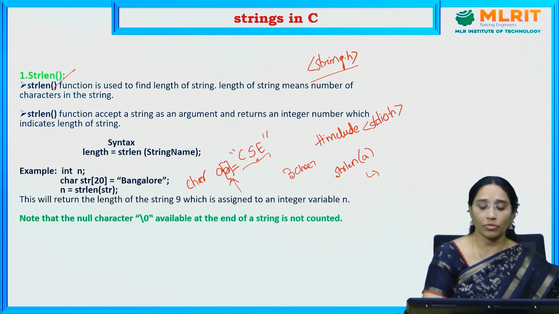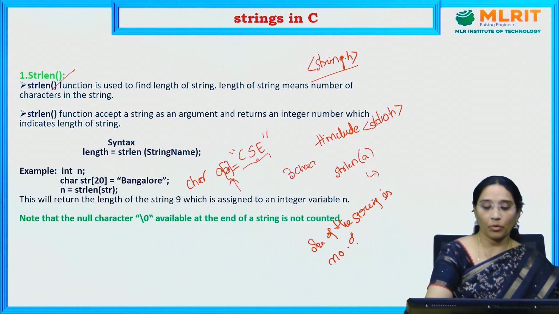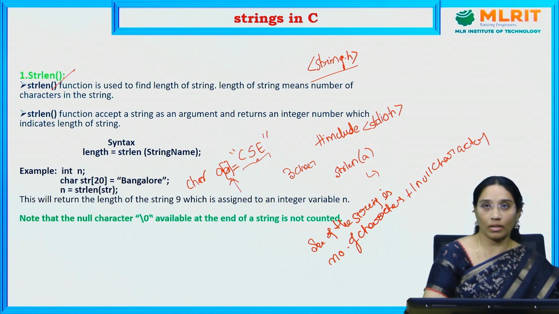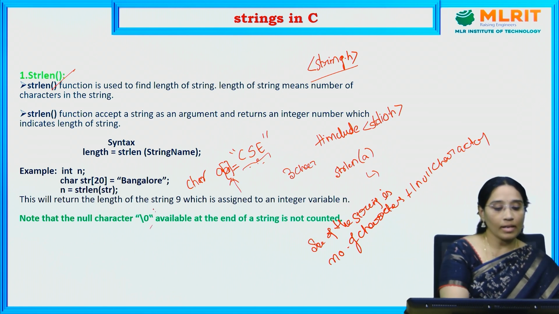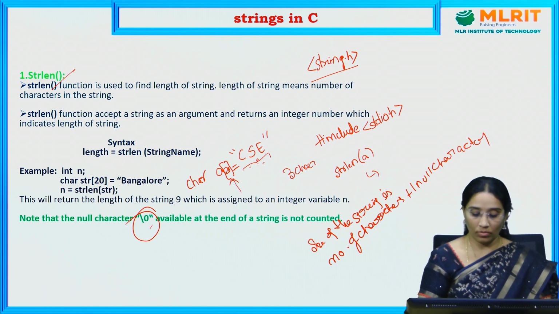So what is the size of the string? The size of the string is the number of characters plus 1 null character. This gives you the size of the string, whereas the length gives you the number of characters in the string. The null character \0 available at the end of the string is not counted while calculating the length of the string.